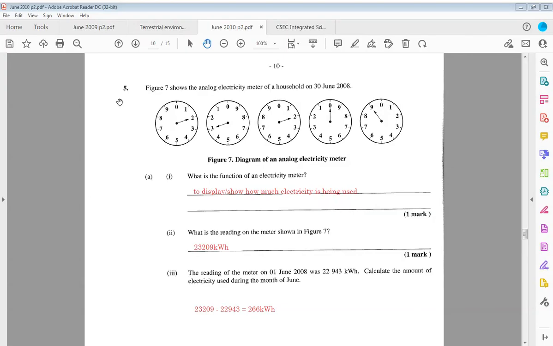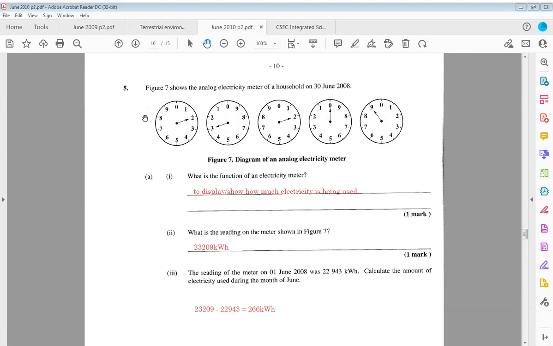So we have figure 7 here, which shows the analog electricity meter of a household on the 30th of June 2008. So the first part is, what is the function of an electric meter? We use an electric meter to show how much electricity is being used by that household. Part 2, what is the reading on the meter shown in figure 7?